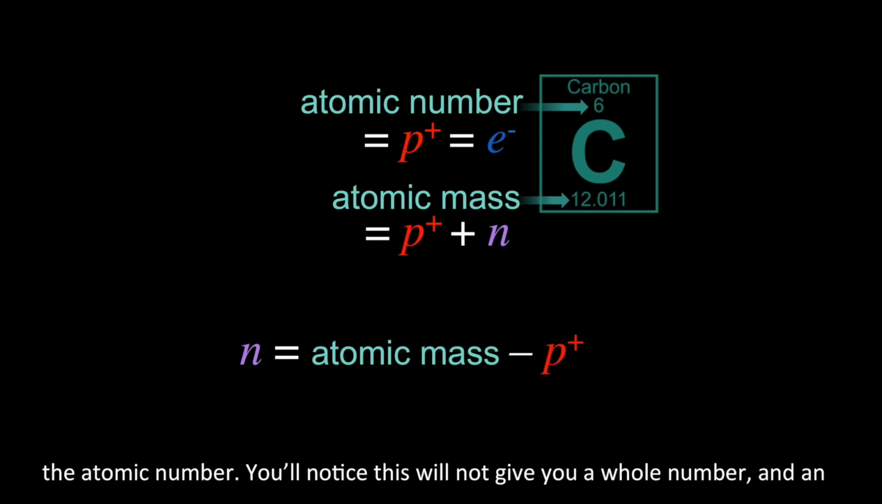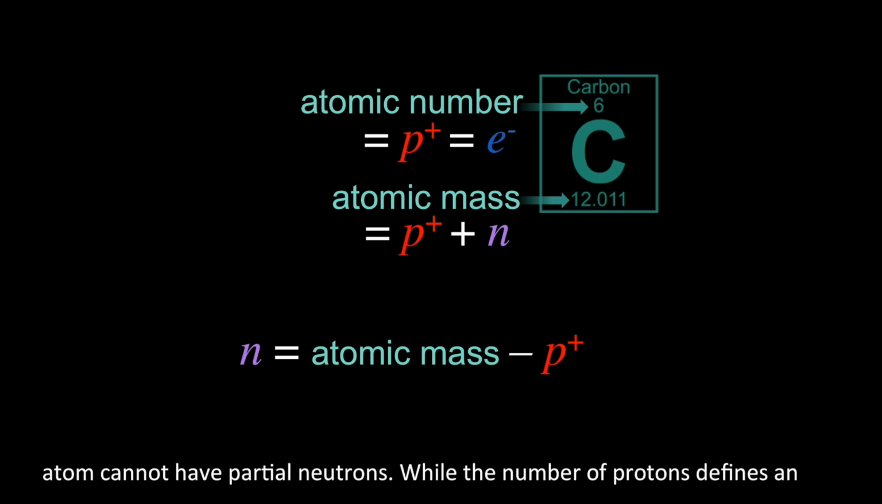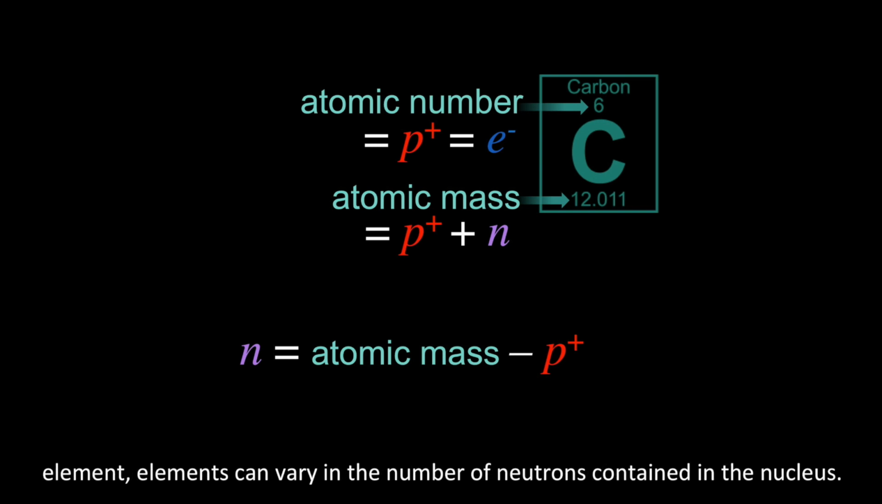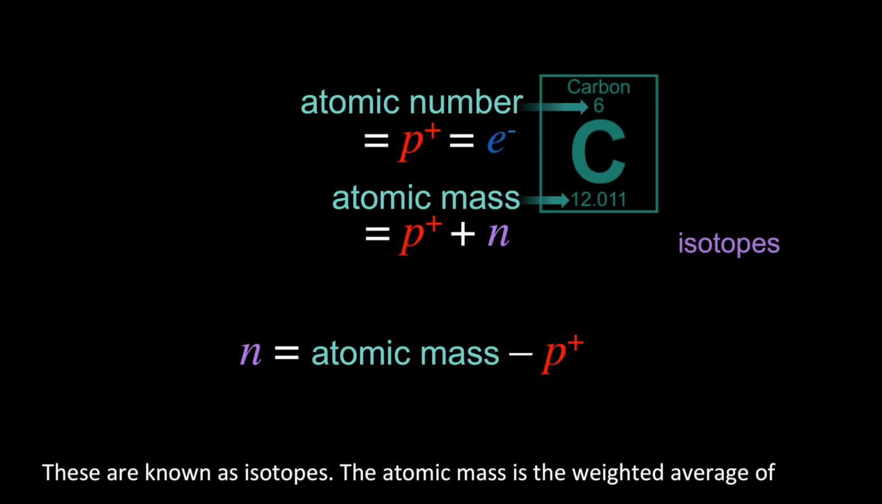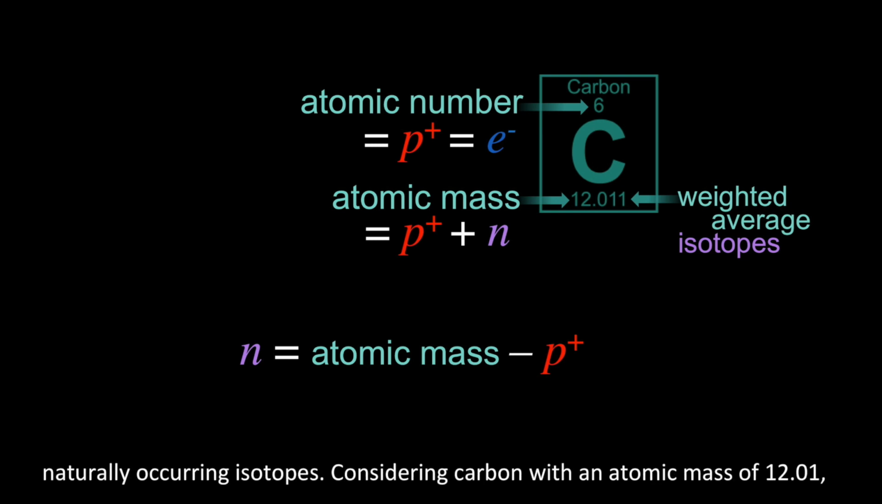You'll notice this will not give you a whole number, and an atom cannot have partial neutrons. While the number of protons defines an element, elements can vary by the number of neutrons contained in the nucleus. These are known as isotopes. The atomic mass is the weighted average of naturally occurring isotopes.